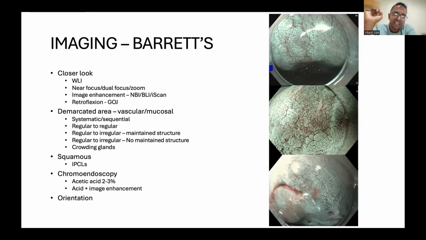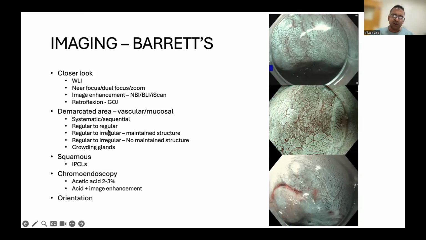If the area is irregular, you're looking for one further thing. Is there still some maintained structure within that area, or is there absolutely no structure? Is it completely amorphous? So when you have a regular to regular area, it might just be a dysplastic area. When you have a regular to irregular area, but there's some maintained structure, that's usually going to be either high-grade dysplasia or an early adenocarcinoma or early cancer, which is amenable to endoscopic therapy. But once you have absolutely no maintained structure with an amorphous area, that's when you're talking about deeply invasive submucosal cancer, which is most likely going to be uncurable.